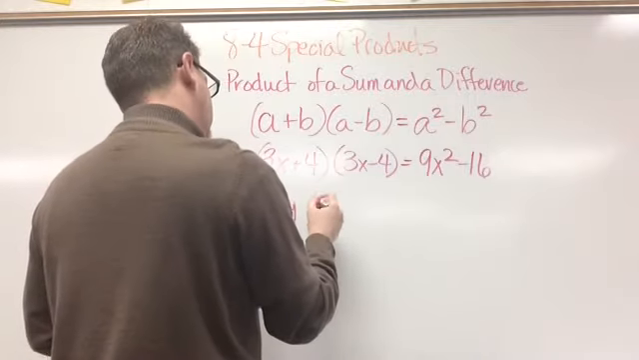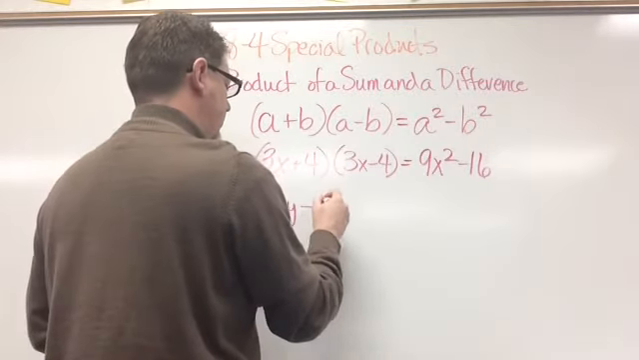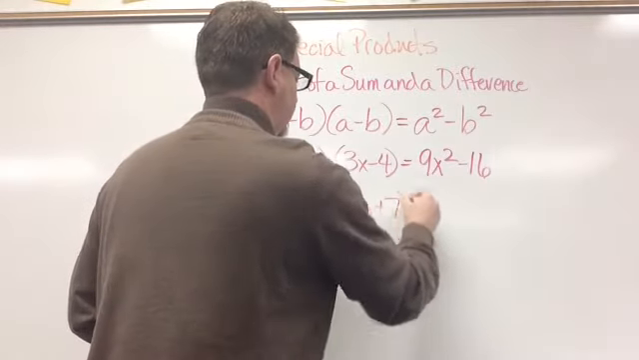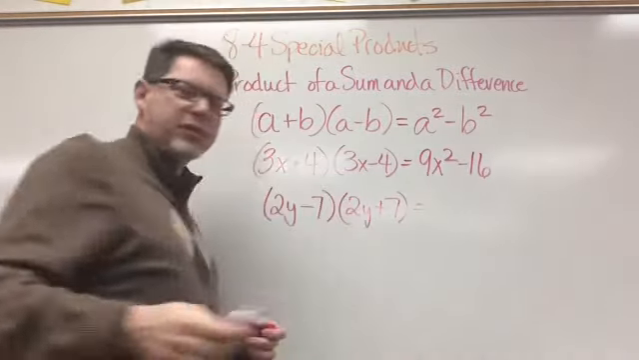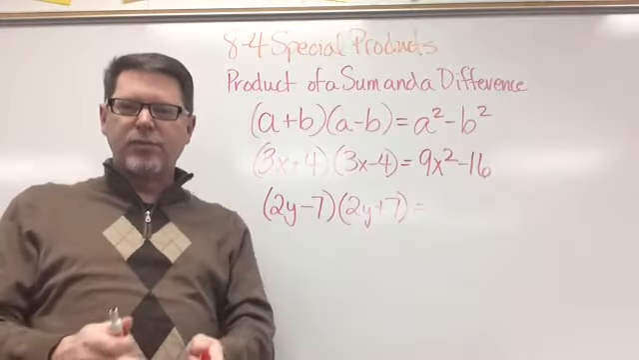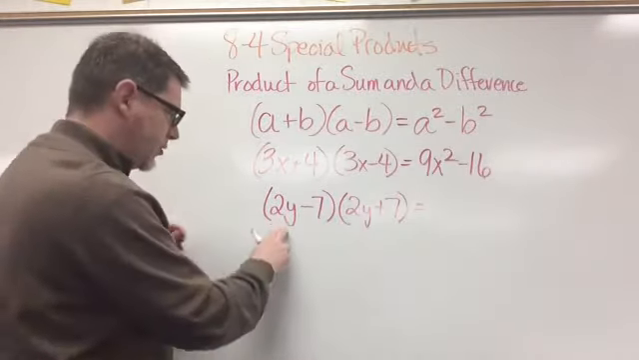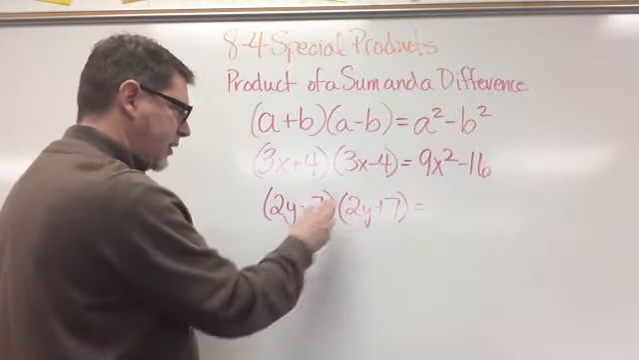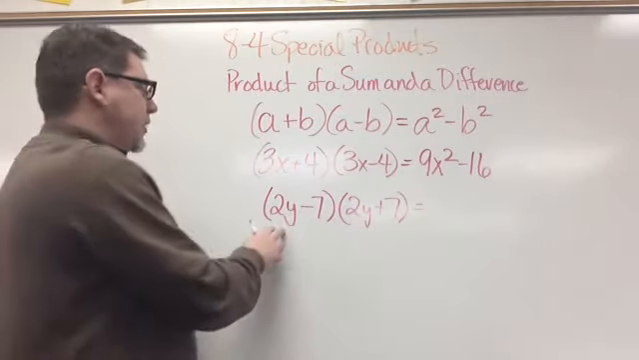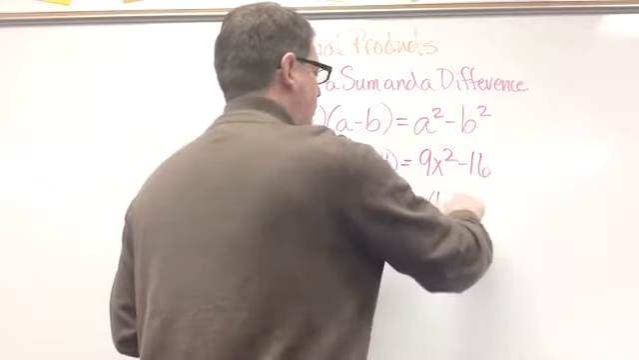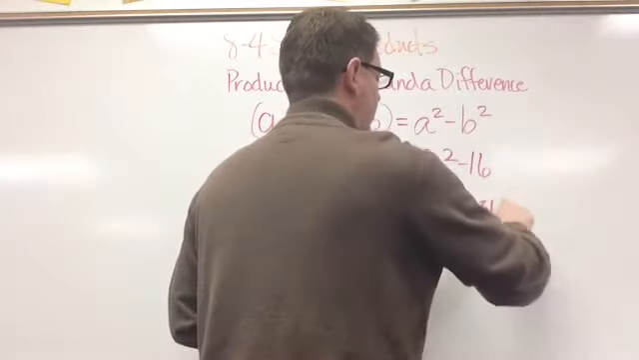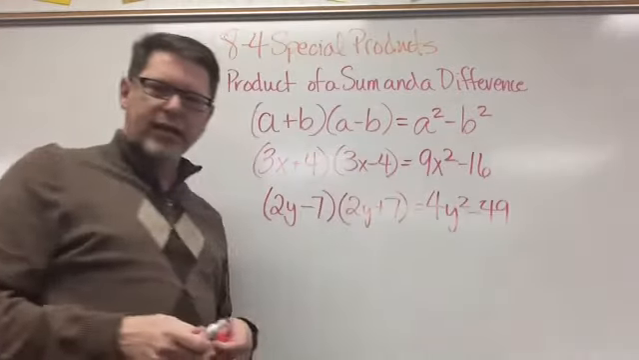What about this one? 2y minus 7 and 2y plus 7. Now the first thing you notice is that this one's minus and this one's plus. It doesn't matter. As long as one is plus and one is minus, 2y is exactly the same as 2y, 7 is exactly the same as 7. I can use my shortcut. 2y times 2y is 4y squared. Negative 7 times positive 7 is minus 49, and that is the final solution.